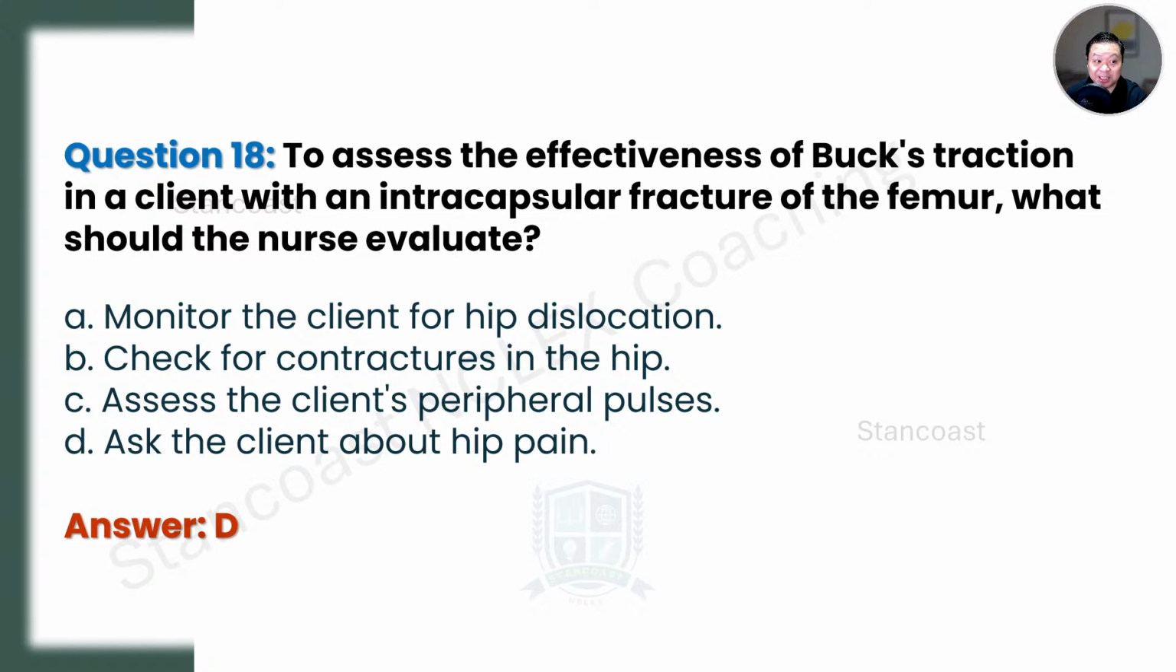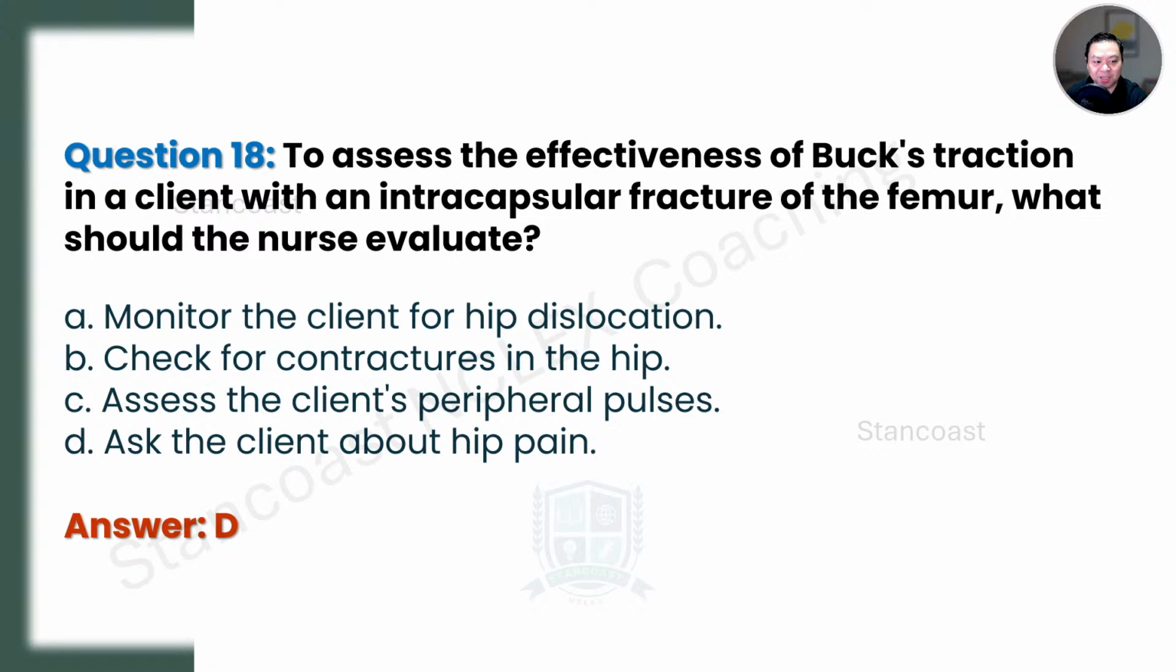If you selected letter B, contractures are not really a typical concern in the short term with this type of traction. And if you selected letter C, assess the client's peripheral pulses. This is important, but it does not measure the effectiveness of box traction. Again, recall the main purpose of the box traction, which is to reduce pain by stabilizing the fracture.